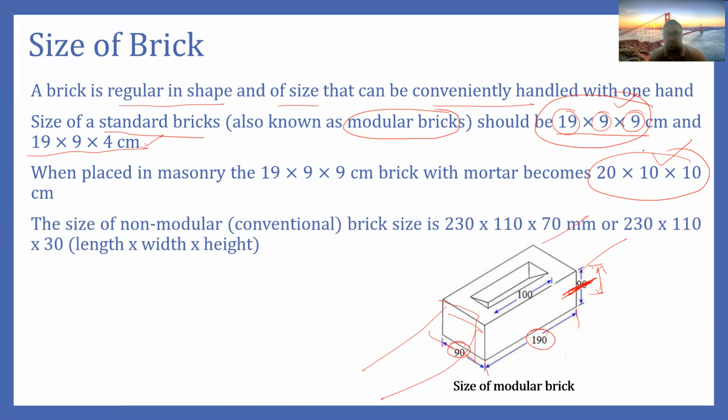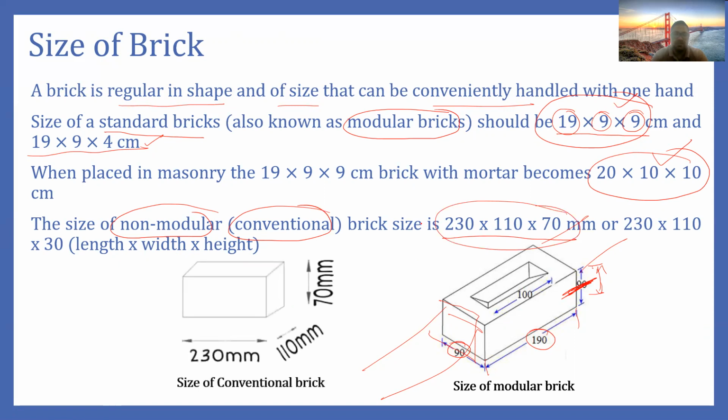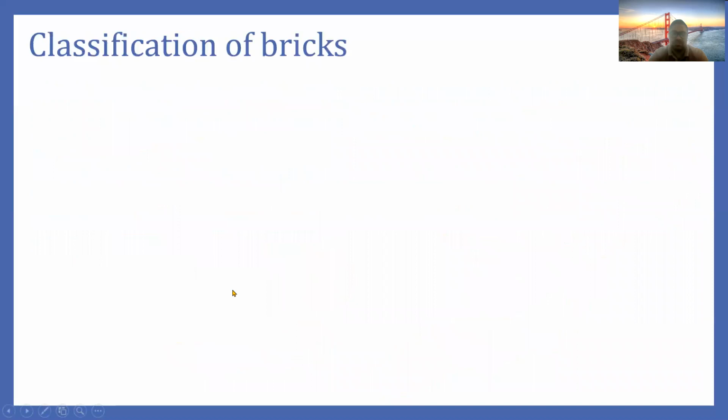Now, the second type of brick we have is called non-modular or conventional brick. These are the bricks which we used from the earlier time, and now also we use them. The size of these bricks is slightly higher, and the size is 230 by 110 by 70 mm. You can see here 230 is the length, 110 is the width, and 70 mm is the height of the brick. These are the sizes of the brick which we generally use in the construction.